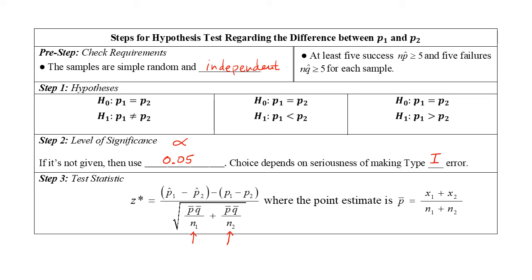And then here, P bar and Q bar can be found using this formula: x1 plus x2 over n1 plus n2. So in other words, it's a combined proportion, combining all of the successes between x1 and x2, and then dividing by the combined total of all the samples. And then Q bar would be 1 minus P bar.